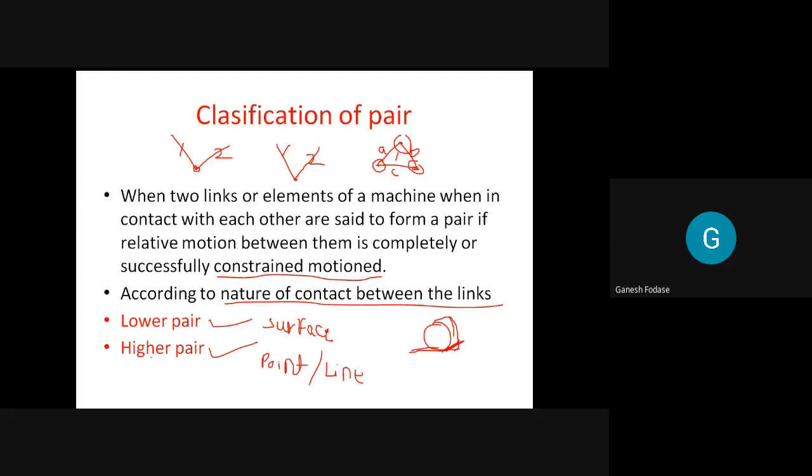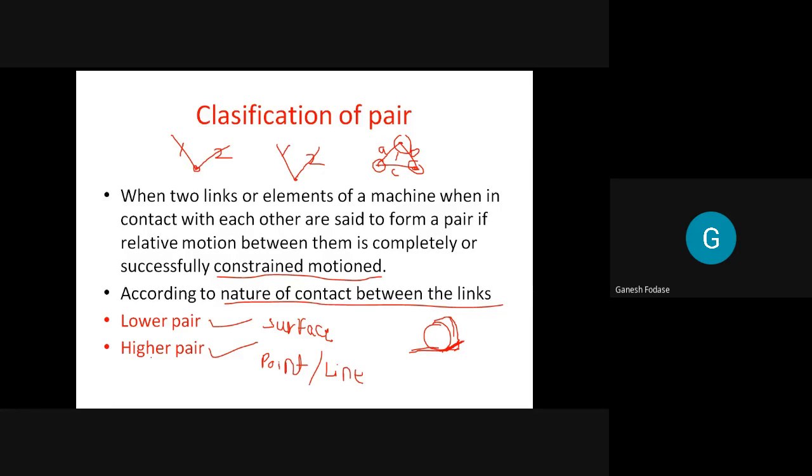Another example, now I'm talking about a lower pair. Let's say a nut turning on a screw. I hope all of you know nut and screw. So, nut turning on a screw. Which kind of pair? Lower pair, because the surface contact is there.